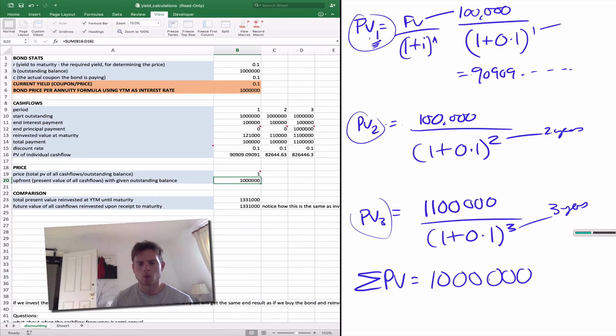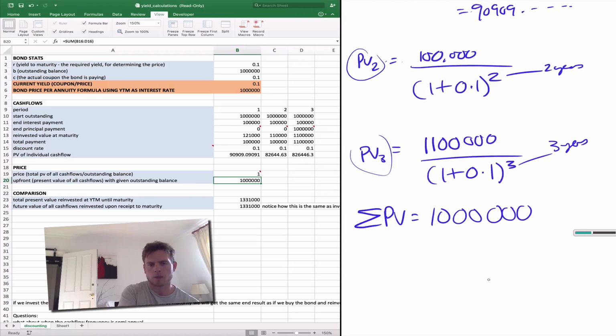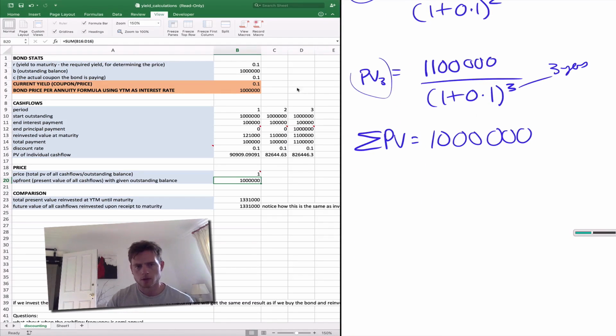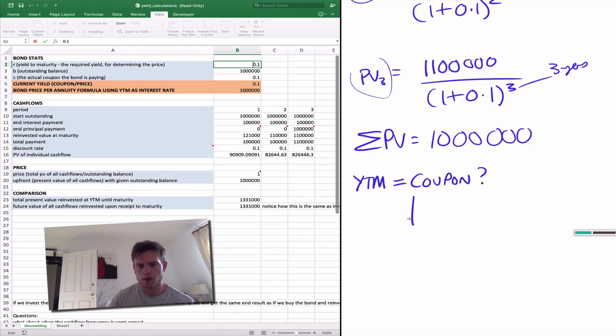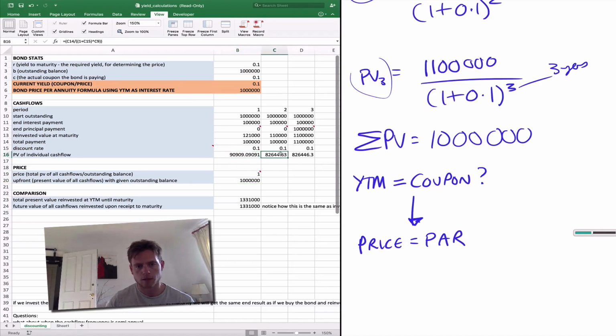comes out at exactly 1 million. Okay, so that's very interesting. And the reason for that is, and this is very important, when the yield to maturity, when the discount rate equals the coupon, then the price equals par. And price equals par means that the upfront payment is exactly equal to the outstanding balance, right? The outstanding balance is 1 million, and we've calculated that the sum of the present value of these cash flows is exactly the same as the actual outstanding balance on the bond.